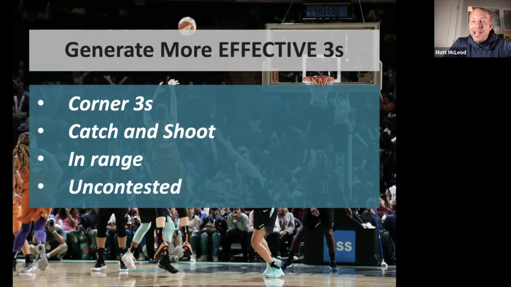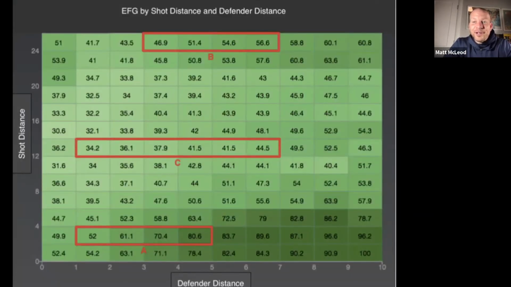And the last thing is this, uncontested shots. I talked about it before, but I cannot hammer it home enough. The most effective threes are uncontested threes. All right, this is one of my nerd graphics right here.